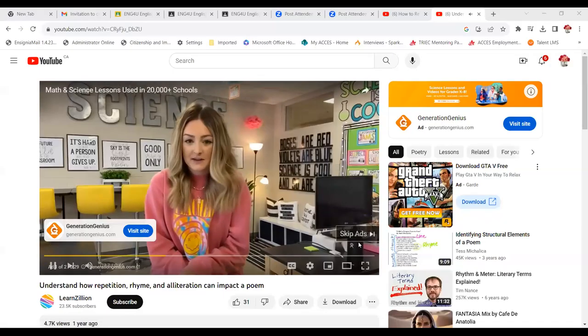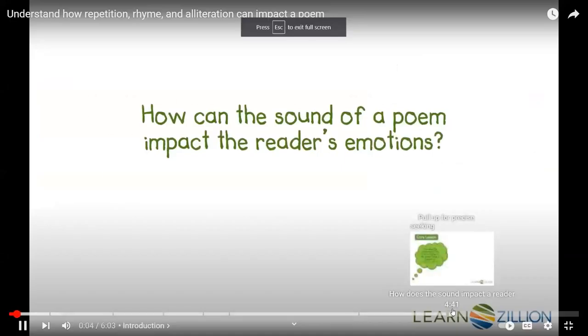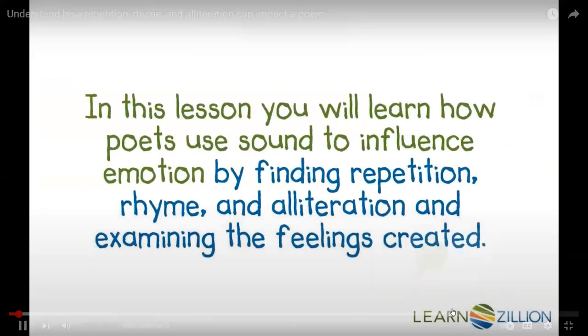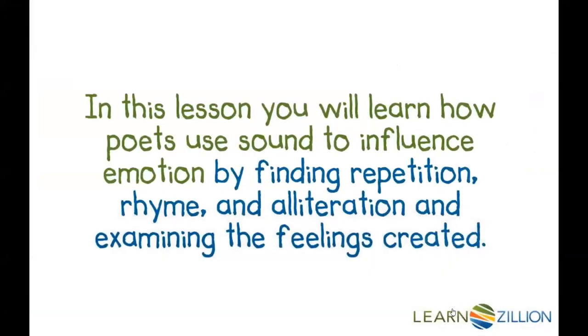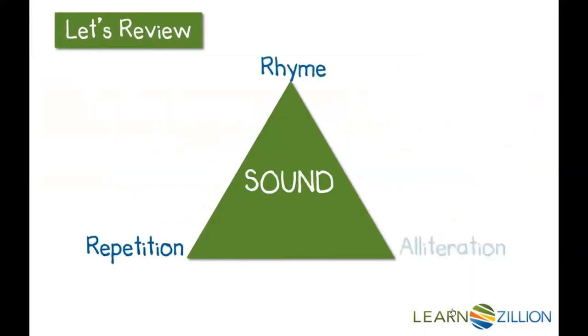To my middle school students, because a lot of times, how can the sound of a poem impact the reader's emotions? In this lesson, you will learn how poets use sound to influence emotion by finding repetition, rhyme, and alliteration, and then examining the feelings created. Sound is created by poets in numerous ways. Three of those ways are repetition, rhyme, and alliteration.